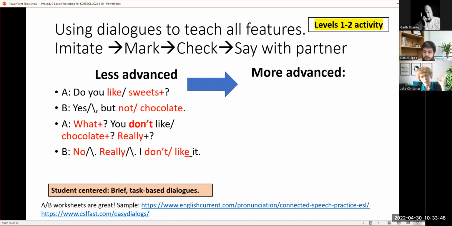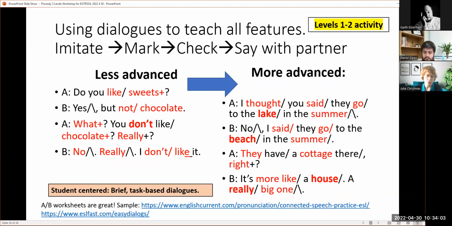So I'll do a dialogue, have them follow at level 1. And then when I know that they have the concepts, I give them a new dialogue and ask them to mark it. As it says, imitate, mark, check, say with a partner. But for level 2, I have them mark, check with a partner, and then say with a partner. So in level 2, there's no imitation.